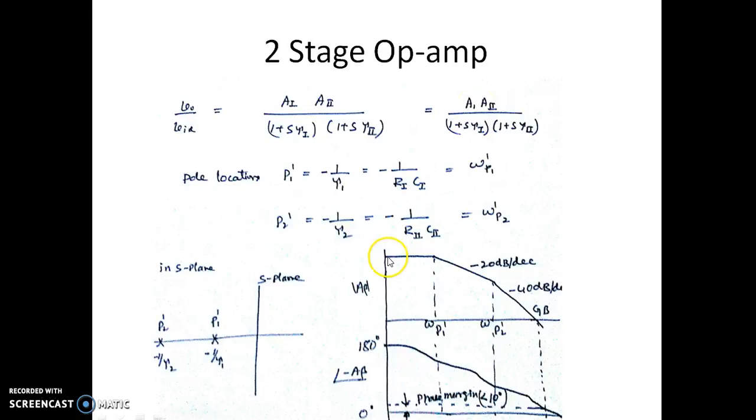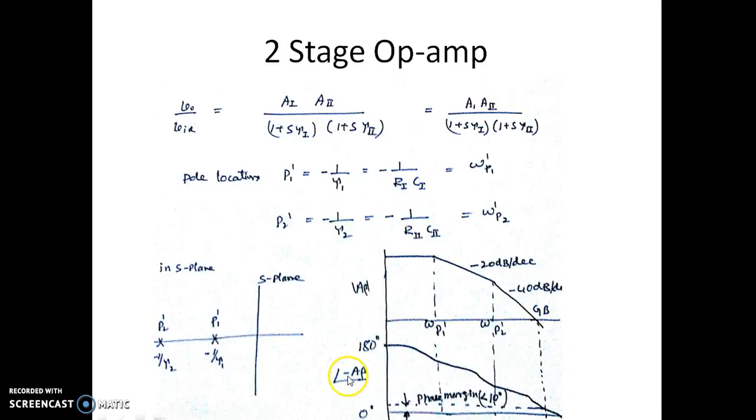Now if you write the Bode plot for this particular transfer function, we can write it as 0 dB till the first pole comes. Once the first pole comes, the slope is minus 20 dB per decade. Once the second pole is also introduced, we have an overall slope of minus 40 dB per decade, and it crosses 0 dB, which we name the gain bandwidth product, at omega GC. This is the gain crossover frequency.